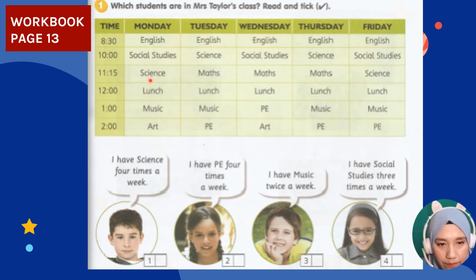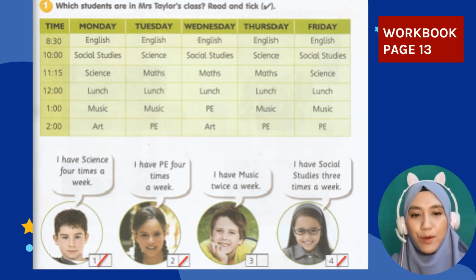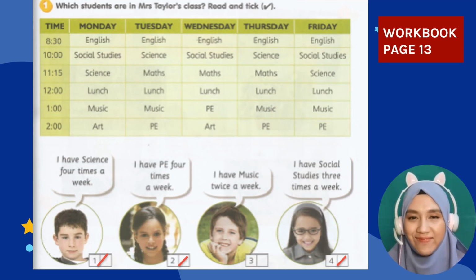Look here. 1, 2, 3, 4. So, he is in Mrs. Taylor's class. Tick. Okay, now look at number 2. I have PE 4 times a week. Look at the timetable. 1, 2, 3, 4. So this girl is in Mrs. Taylor's class. Tick. So for number 3 and number 4, you should find the answer on your own. Okay? This is the answer for this activity. Students number 1, number 2, and number 3 are in Mrs. Taylor's class. Did you get all correct? You did? Good job.